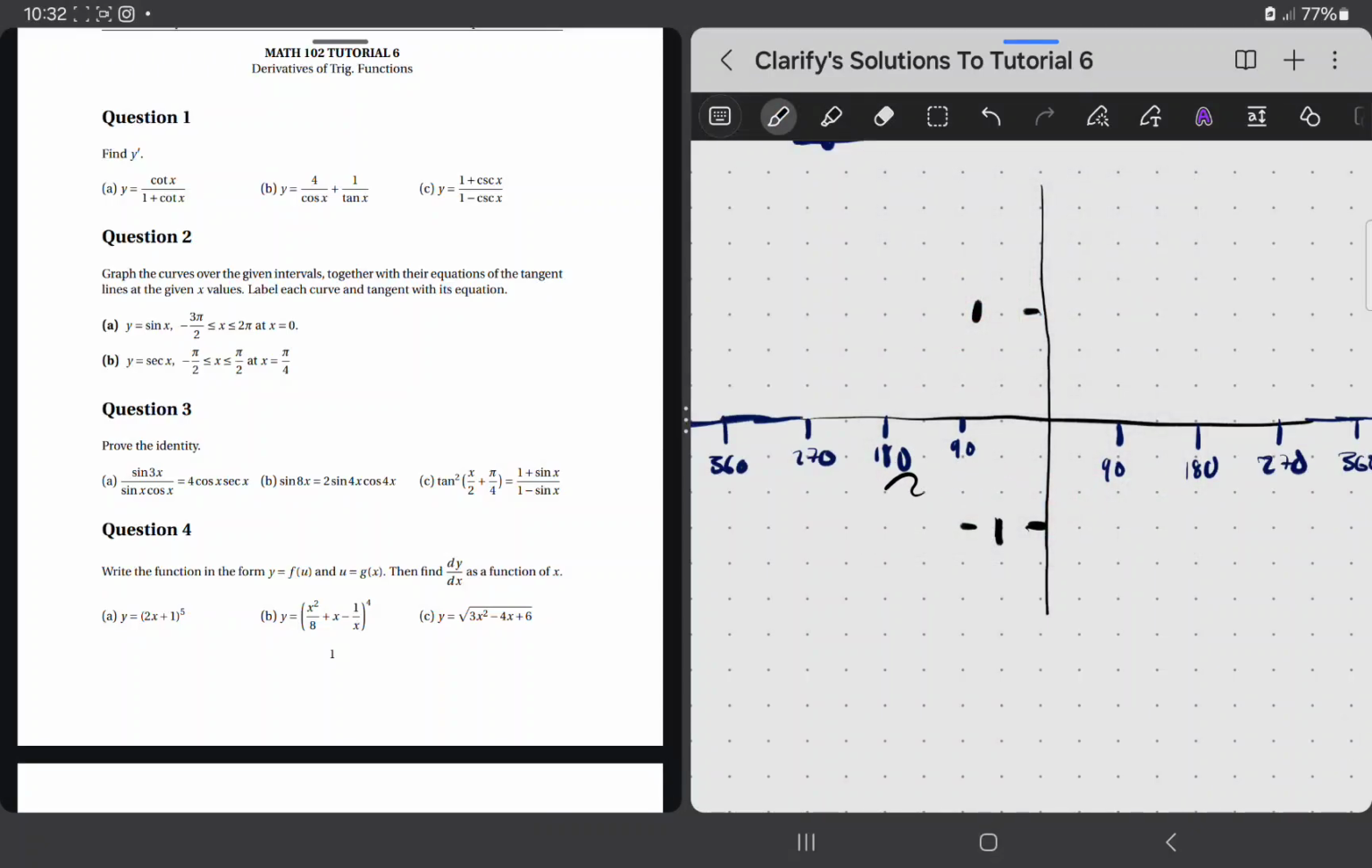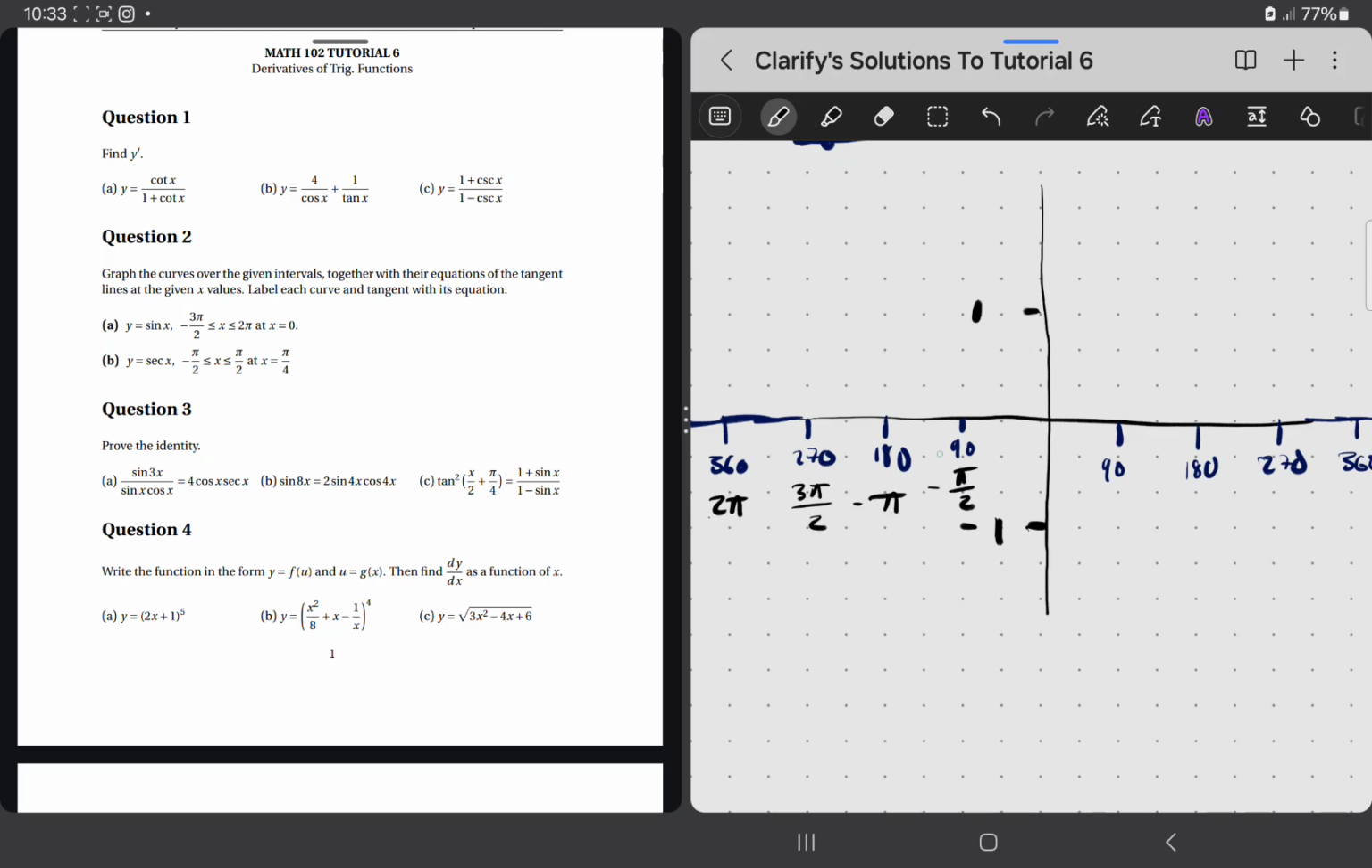180 is pi, so that means this is pi over 2, and then this is 3 pi over 2, then this is 2 pi, which is 4 pi over 2. This is 1 pi over 2, then this is 2 pi over 2, which just remains as pi, then 3 pi over 2, then 4 pi over 2 is 2 pi. So that's what happens.